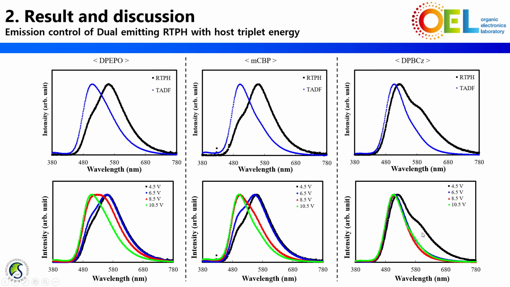In conclusion, the dual emitting RTPH emission ratio can be managed by selecting hosts with various triplet energy states. For a high ratio of RTPH, a much higher triplet host is required, and in the opposite case, a low triplet host is proper. So, by changing the host, we can emit various emissions with only one dual emitting material.